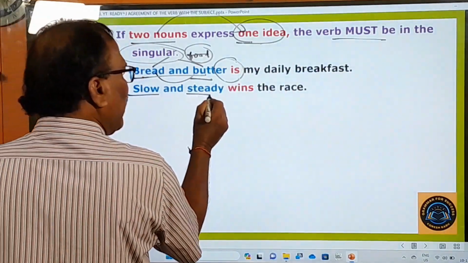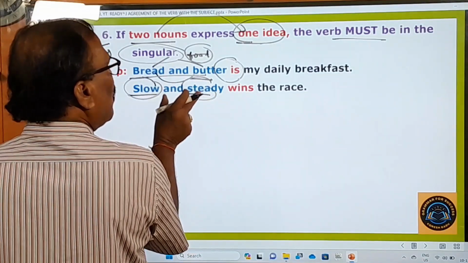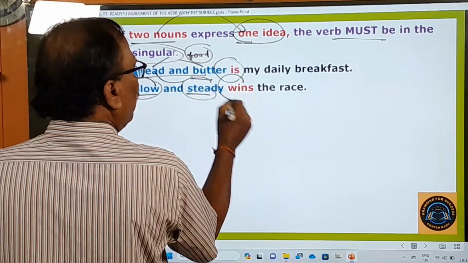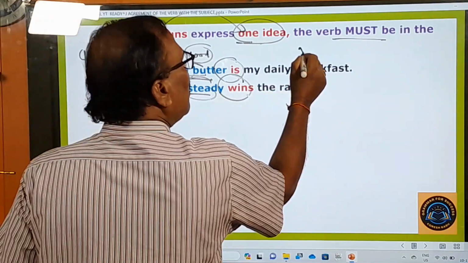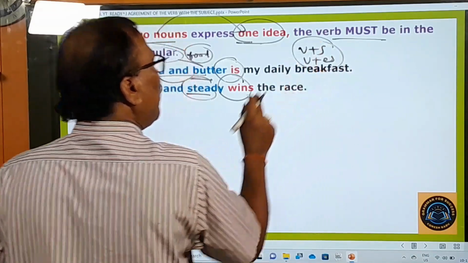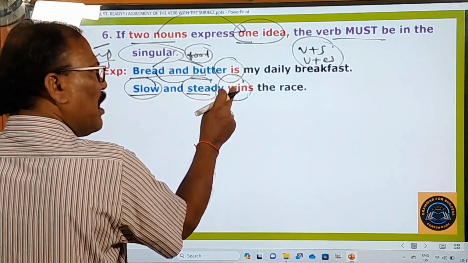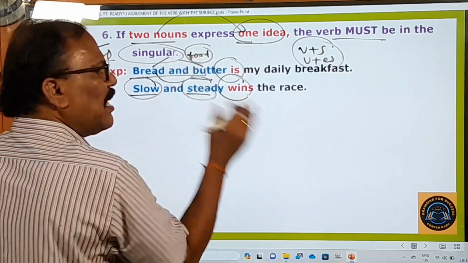And slow and steady wins the race. So slow and steady, these are the two nouns expressing one idea, and therefore you are using the singular main verb. A singular main verb is always verb plus s or verb plus es. So win is a plural verb. If you add s to that, that becomes wins. Wins is a singular verb.